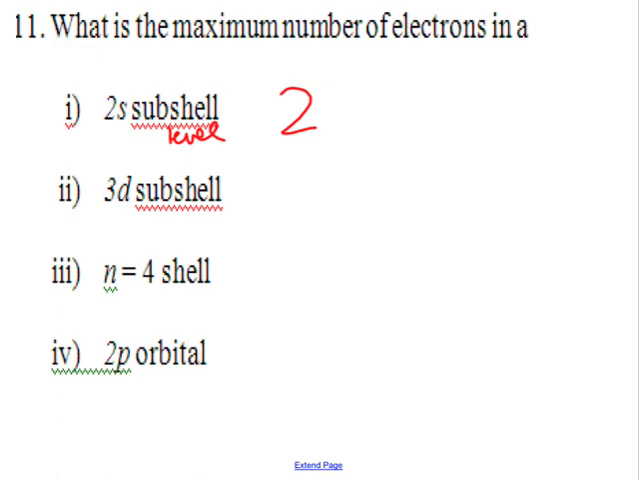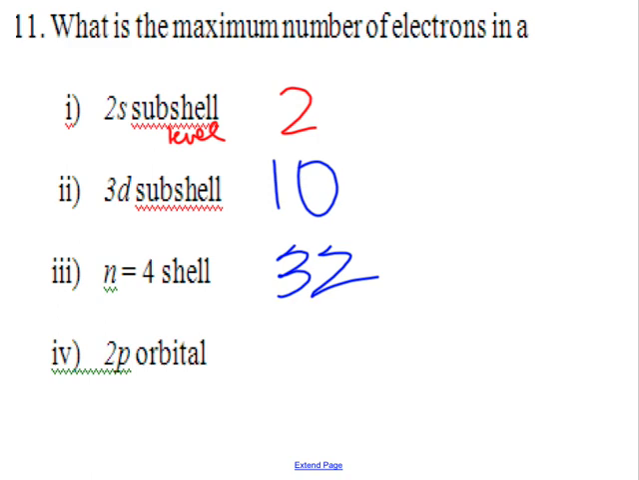What is the maximum number of electrons in a 3d sublevel? 10. How many electrons on an n equals 4? How'd you find 32? 2n squared. And then how many electrons in a 2p orbital? 2. Those of you who had said 6, hit your forehead. Any one orbital can only hold 2 electrons, right?